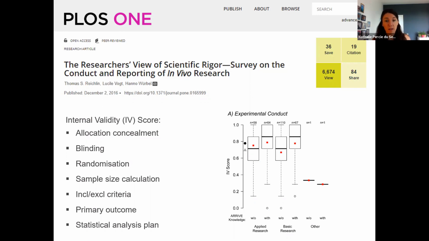So participants were asked whether these measures were generally used in their own research and whether they had heard about the ARRIVE guidelines, and 50% said that they had. So they calculated an internal validity score for each participant based on these 7 criteria, and they found that researchers who knew about the ARRIVE guidelines scored higher. So there is an association between good practice in experimental conduct and the ARRIVE guidelines.